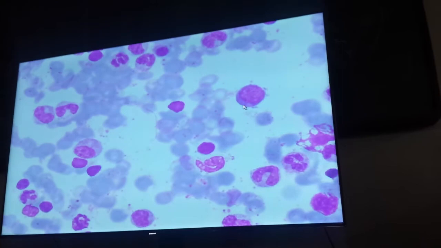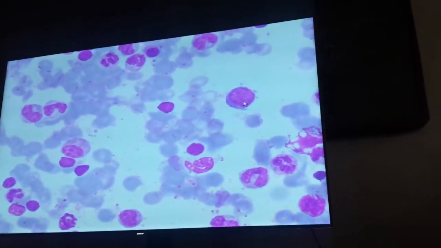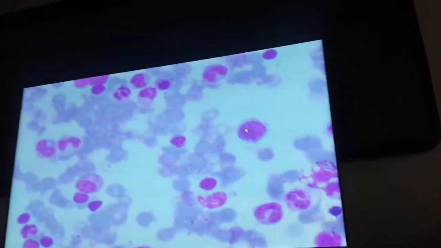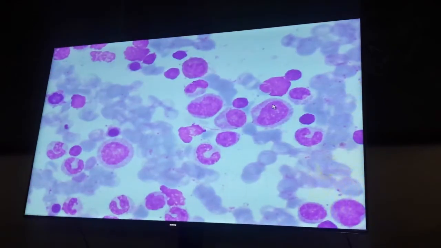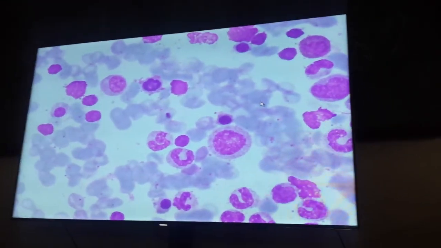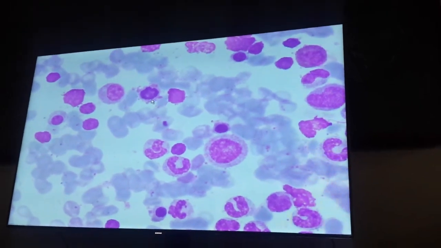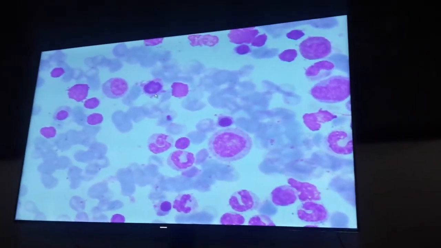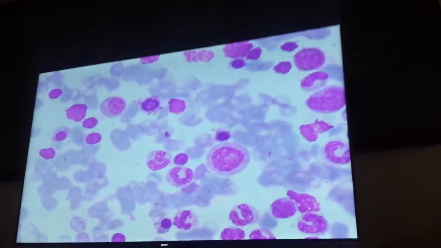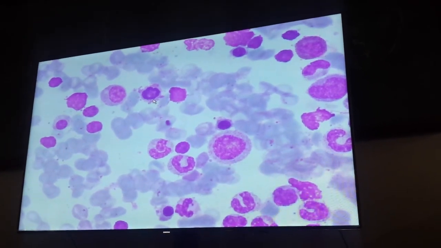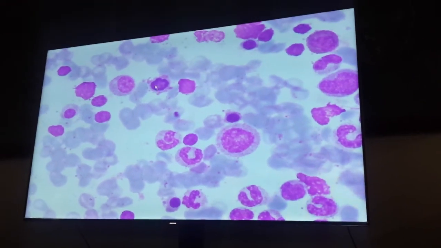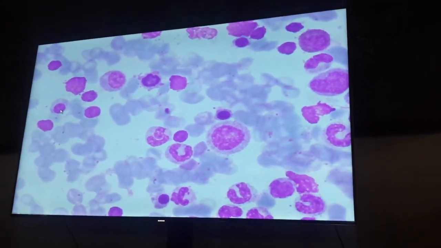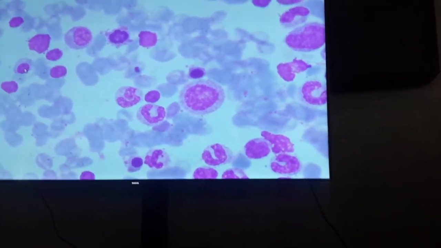How about this cell? Basophilic erythroblast. How about that cell? Erythroid or myeloid? Erythroid. Look at the color of the cytoplasm. Polychromatophilic. If that is a polychromatophilic erythroblast, that cell should be called? Ortho. Very good. So do you have any questions?